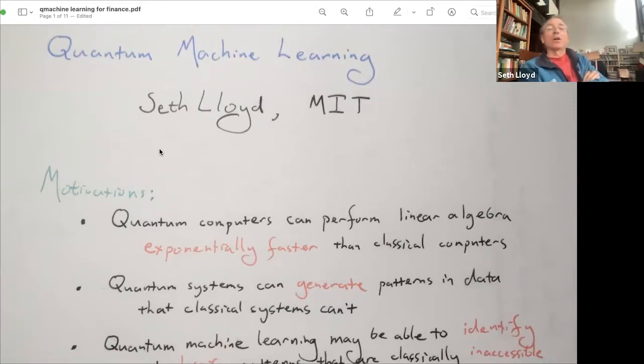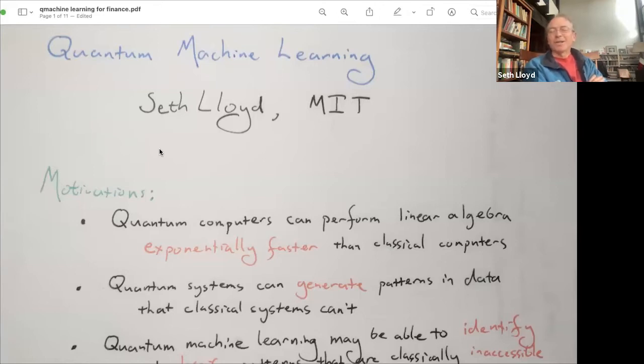So I'm first going to talk about quantum machine learning, and then I'm going to talk about possible applications to finance along the way. I have some more specific slides here about technical aspects of the quantum algorithms, but I believe this is quite a general seminar series, and I will only go into these technical aspects if people make me.